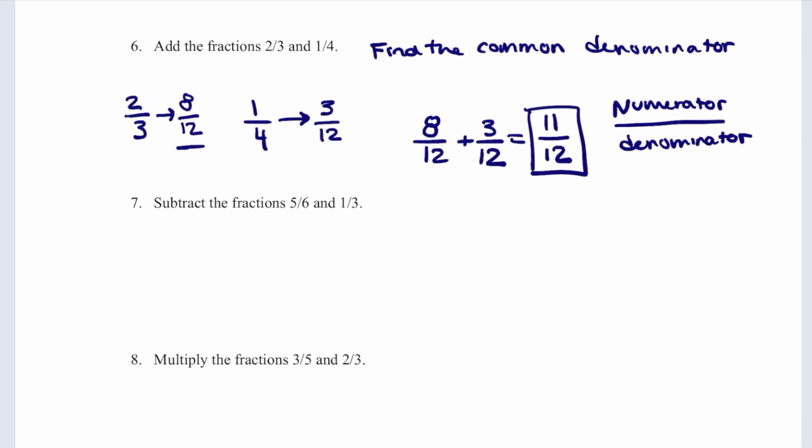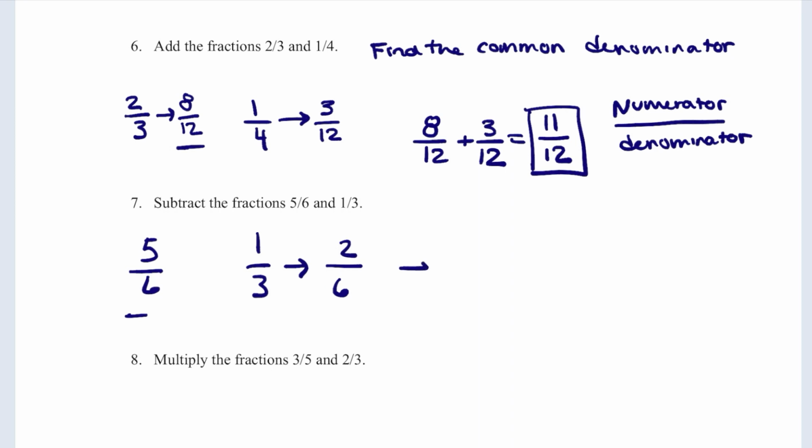So coming down to 7, subtract the fractions 5 over 6 and 1/3. So again, we need to find the common denominator. This is important when we are adding and subtracting fractions. So we have 5/6 and we have 1/3. Well, 3 goes in, 3 times 2 is 6. So we can keep our 5/6 and we can convert 1/3. We can do 3 times 2 is 6 and 1 times 2 is 2.